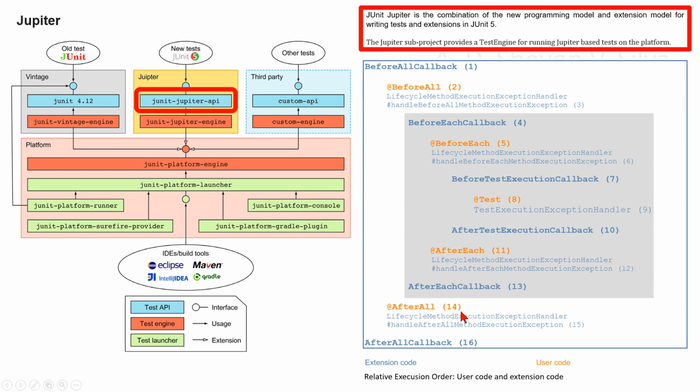The annotation interface AfterAll. @AfterAll methods must have a void return type. @AfterAll is used to signal that the annotated method should be executed after all tests in the current test class.